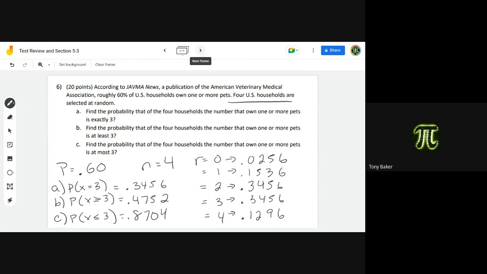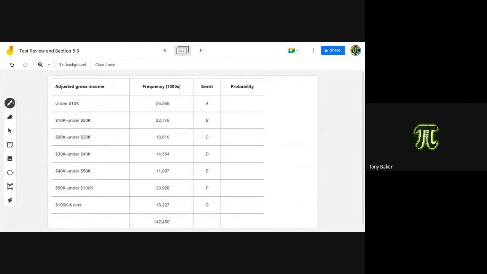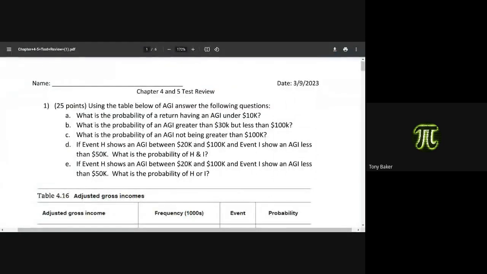All right. Any question on binomial probability? Okay. So let's look at the other questions.